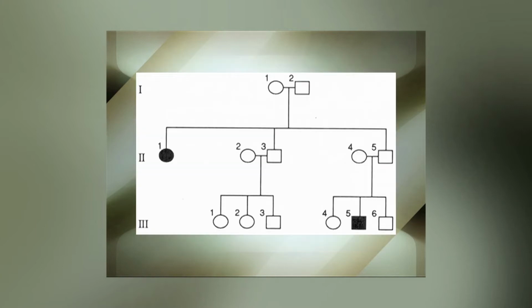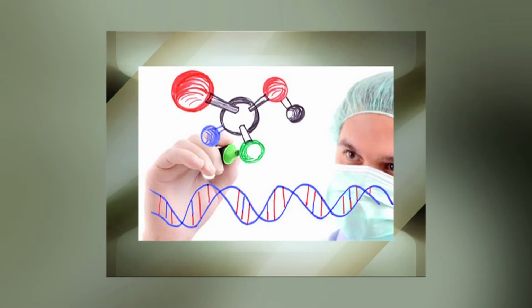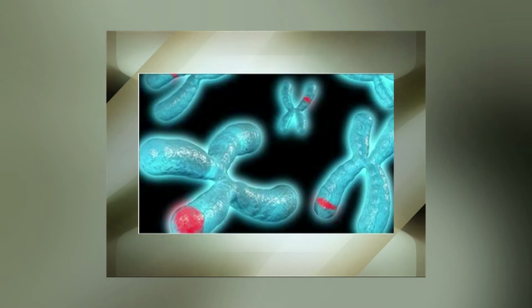A human pedigree is a graphical representation of the pattern of inheritance of a particular trait, usually a disease, in a family tree. Pedigree analysis is a principal tool in medical genetics for predicting whether a newborn child will or will not suffer from a genetic disease.